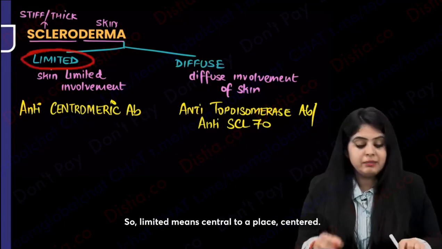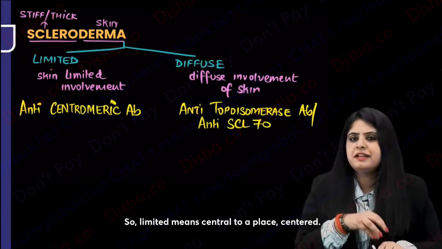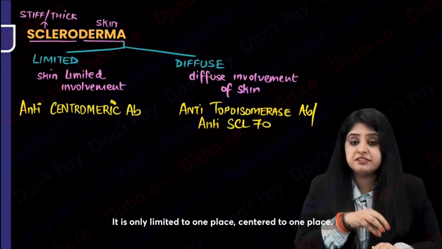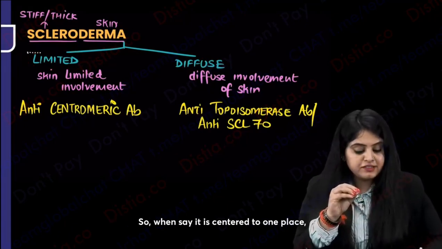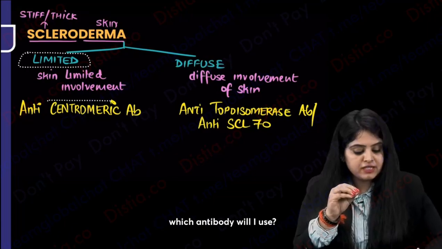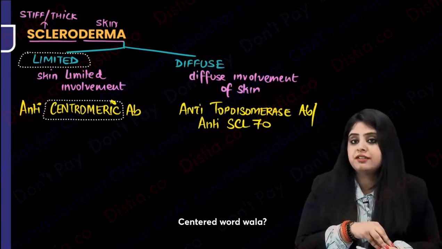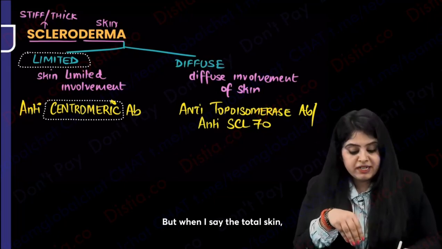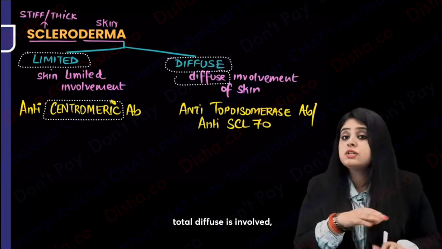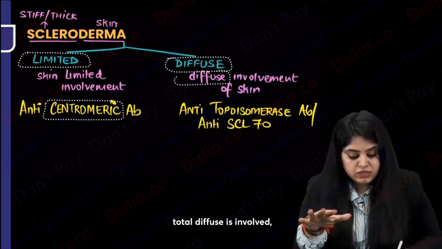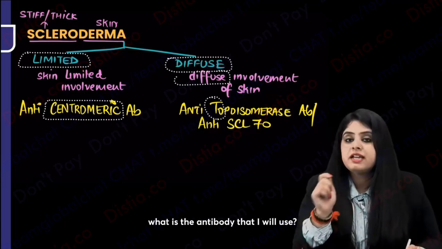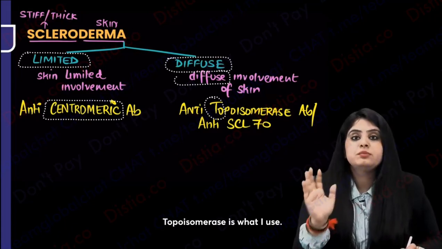So limited means central to a place. Kahin centered hai. It is only limited to one place, centered to one place. So when I say it is centered to one place, which antibody will I use? Centered word wala, centromeric antibody. But when I say the total skin, total diffuse, total skin is involved, what is the antibody that I will use? Topoisomerase is what I use.